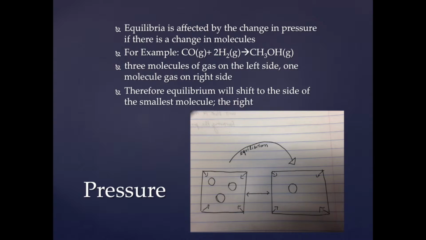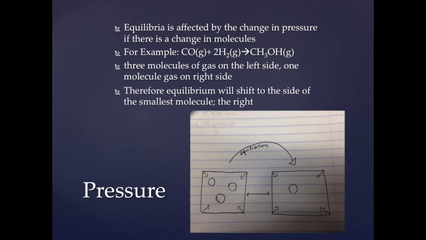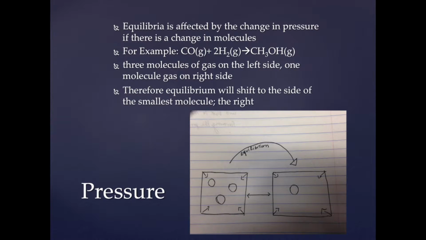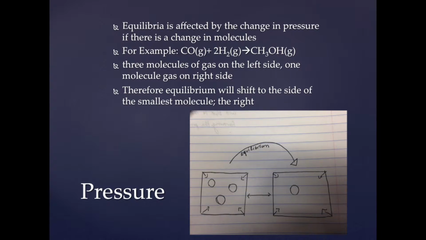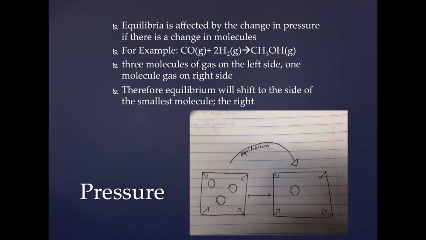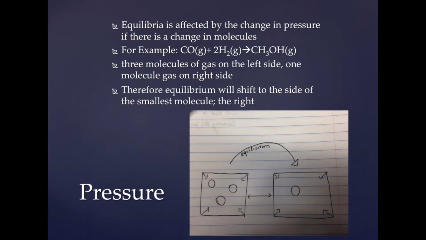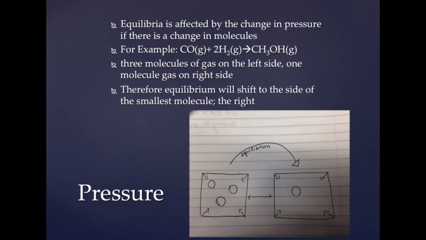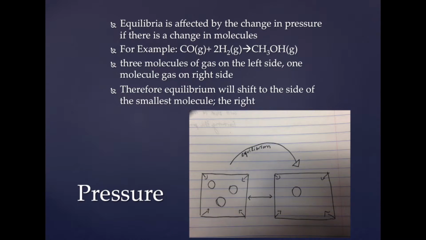The next thing we're going to be covering is the effect of pressure on the position of equilibrium. So equilibria will be affected by a change in pressure if the reaction involves a change in molecules. This is due to the direct relationship between the number of molecules and the constant pressure at a fixed volume. So if there is a reaction with an increase in pressure, the system will favor the side with fewer molecules. Therefore, a decrease in pressure would shift it to the side of the larger amount of molecules.